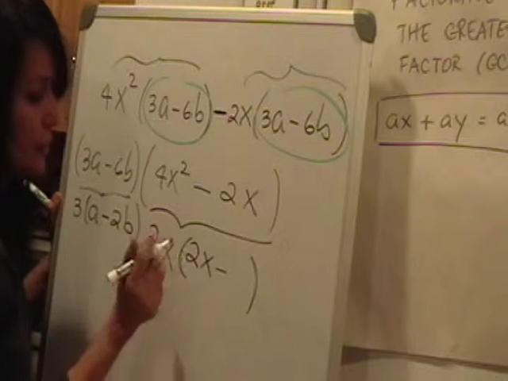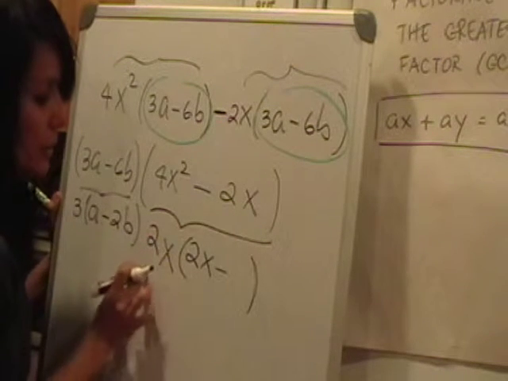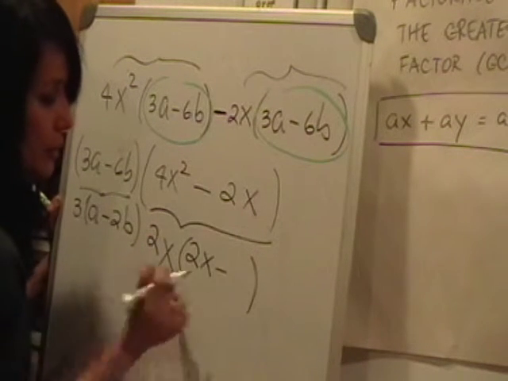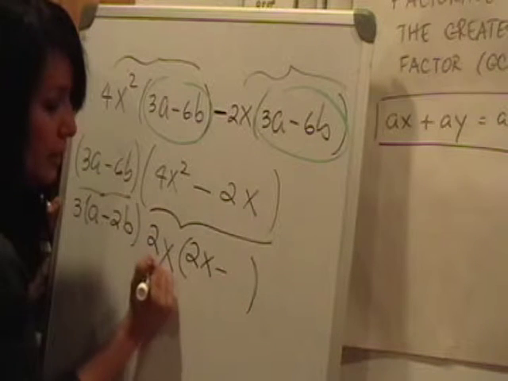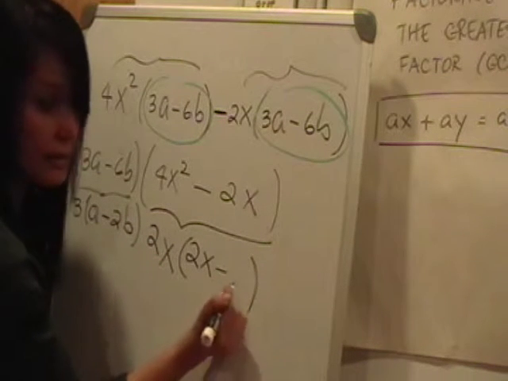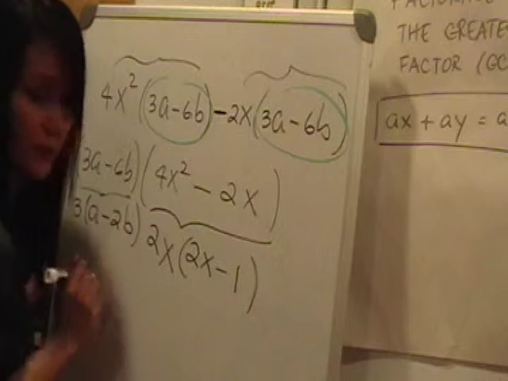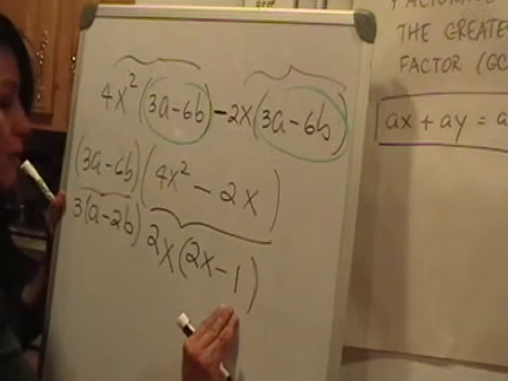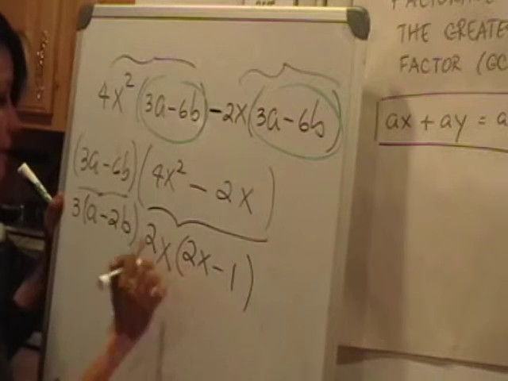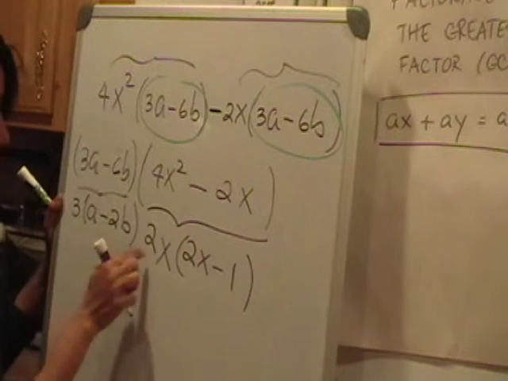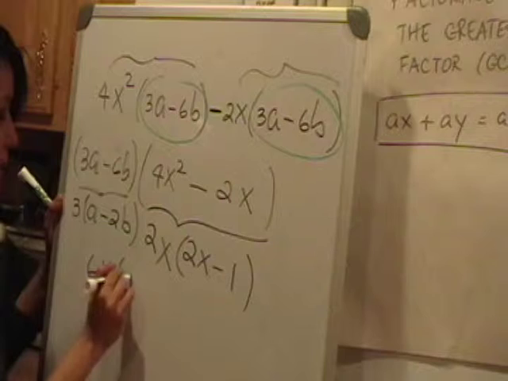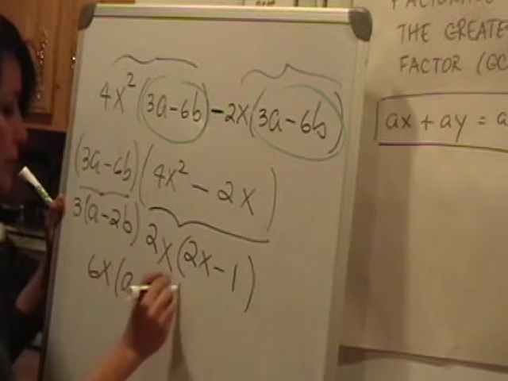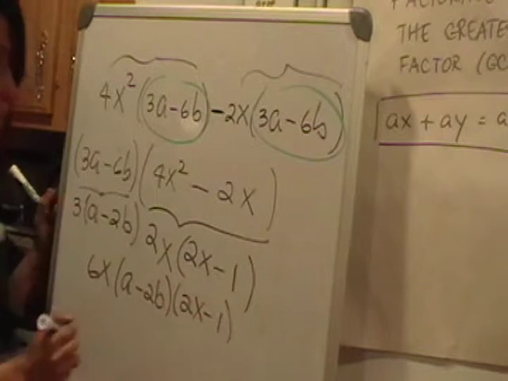Now again, we have this story that 2x is already pulled out completely. And again, if you recall, what do we put here? What number do we multiply to 2x to give us 2x? That number has to be 1. Okay? So the complete factored form is this. Okay? And if you clean this up, you'll have 3 times 2 is 6x times the quantity a minus 2b times the quantity 2x minus 1.